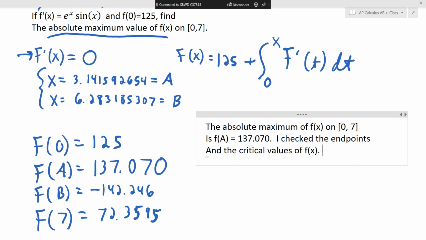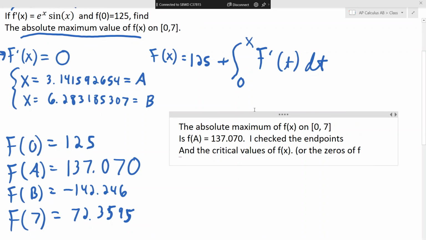That's all you do to find absolute max and mins. Find the y value at the endpoints, find the y value at the critical values. Make sense? So is it okay to say instead the zeros of f prime of x? Yeah. Or they'll know what you mean? The zeros of f prime of x. Yep, that's fine. You don't say both of them, but either one of those is fine.